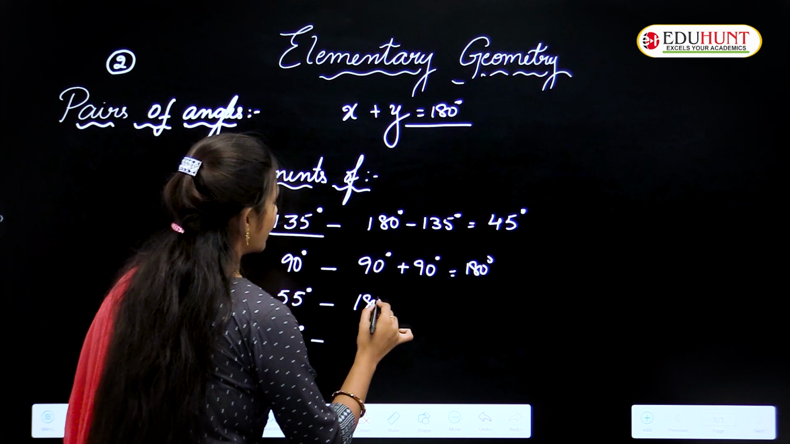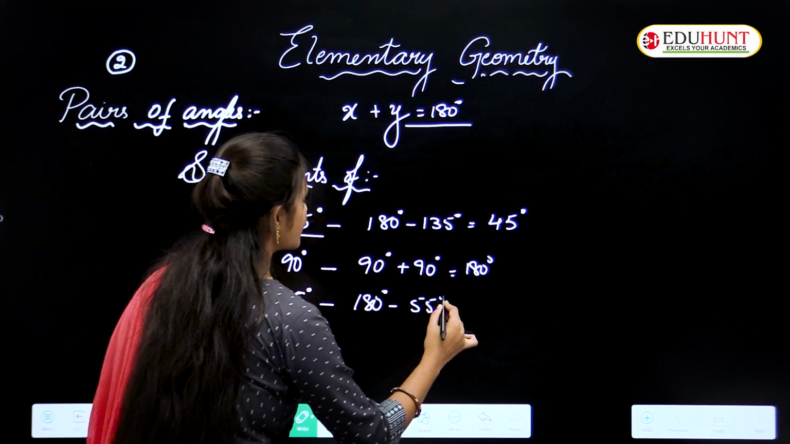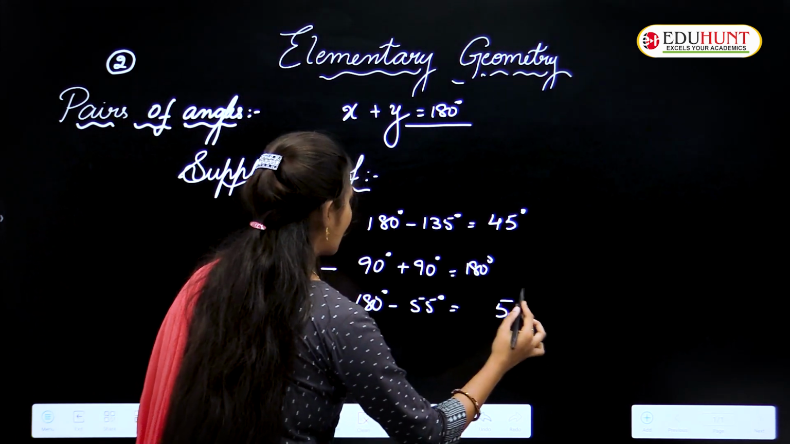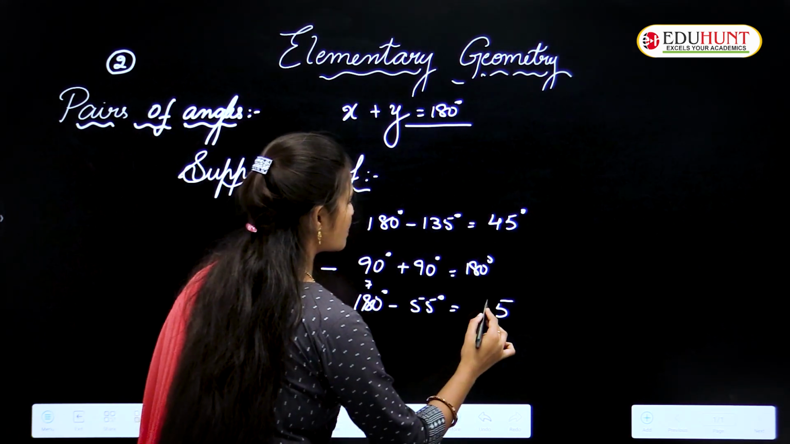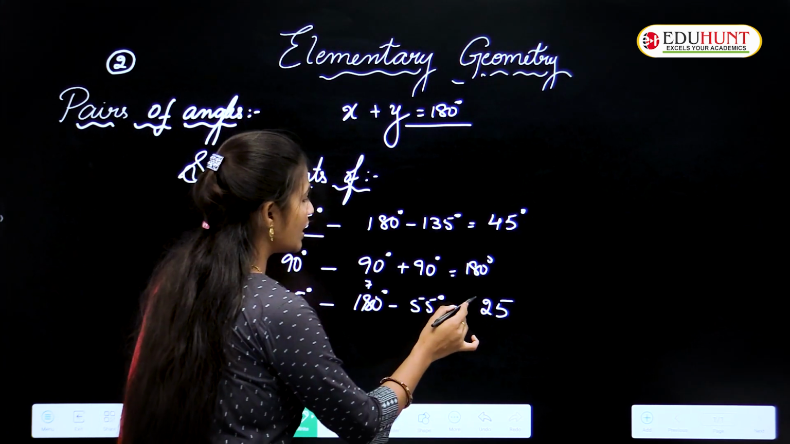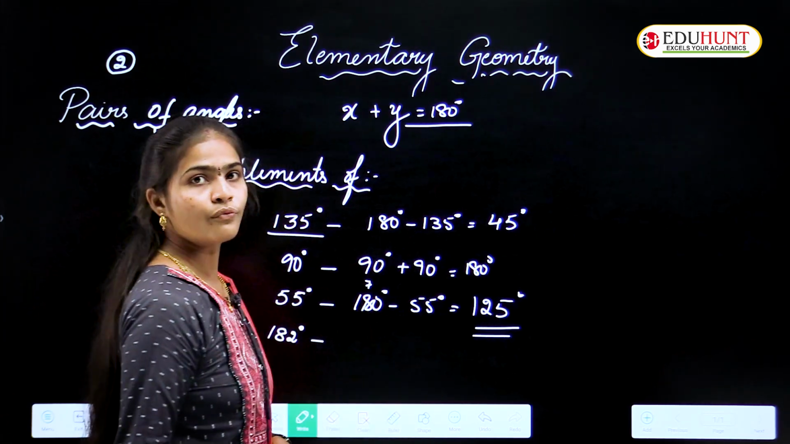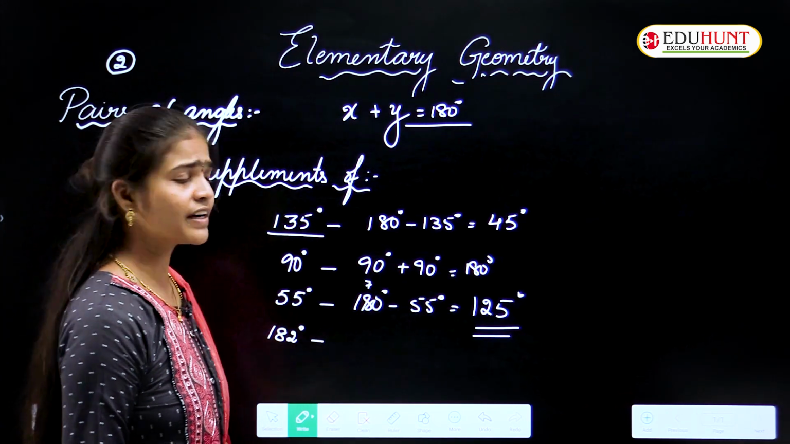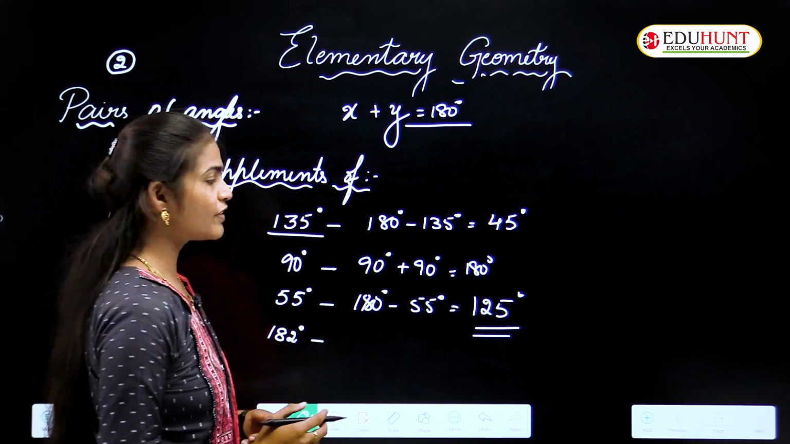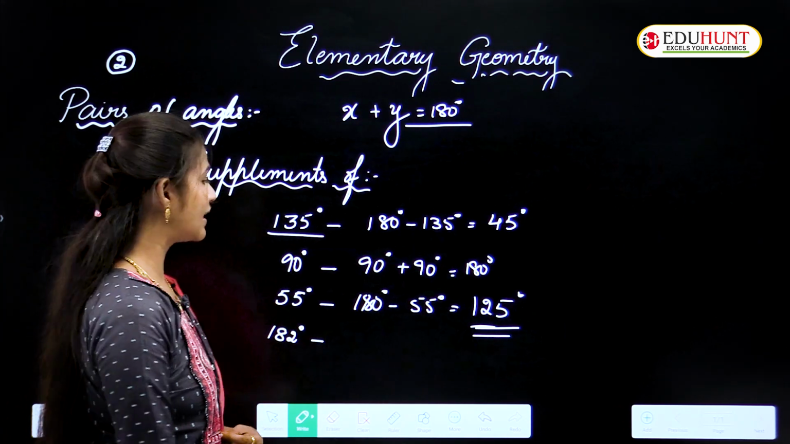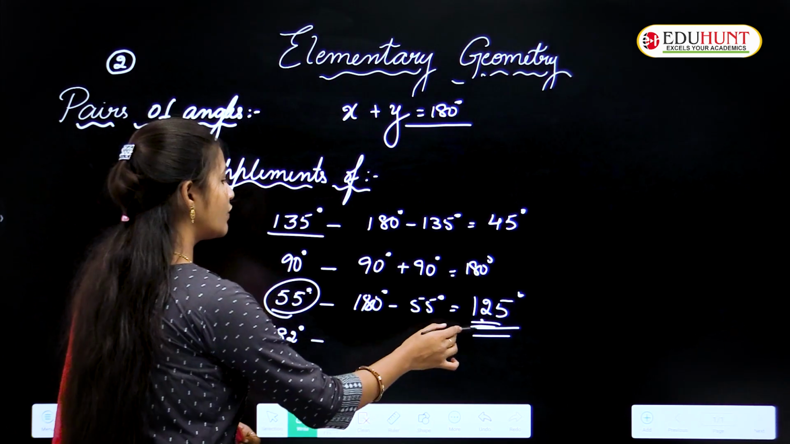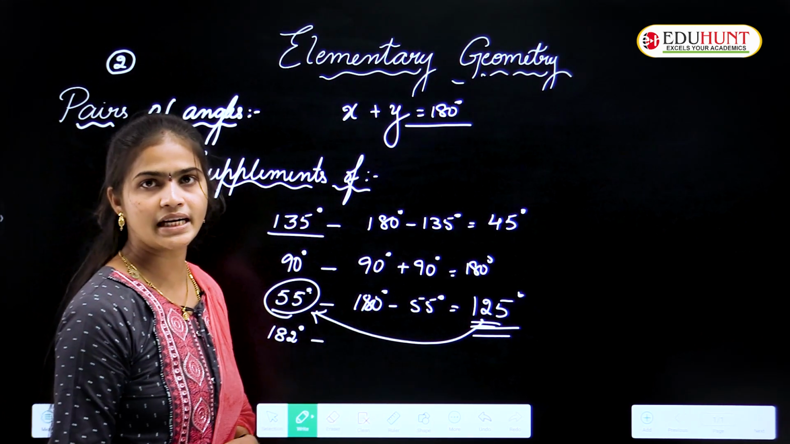Next, this is 180 degrees minus 55 degrees. What do you get here? 10 minus 5 is 5, and here 7 minus 5 is 2, and 1 stays, so that is 125 degrees. So 180 degrees minus 55 degrees equals 125 degrees. So 55 degrees is a supplement of 125 degrees, and 125 degrees is a supplement of 55 degrees.